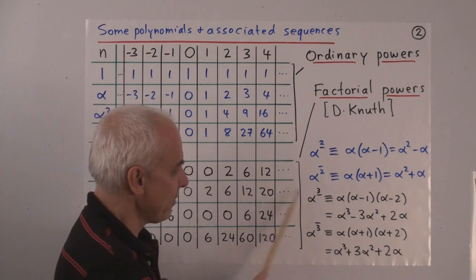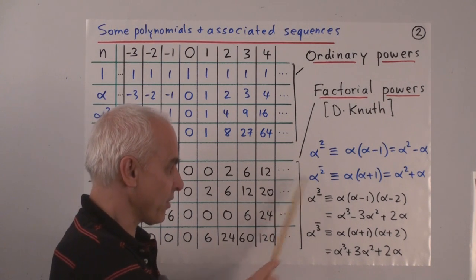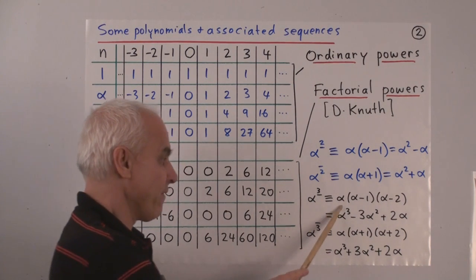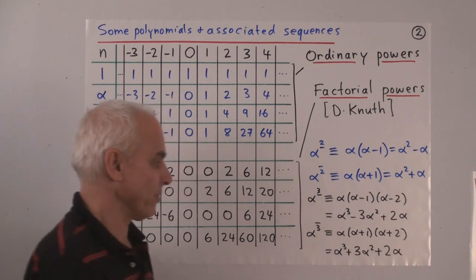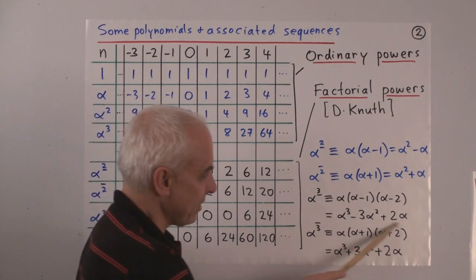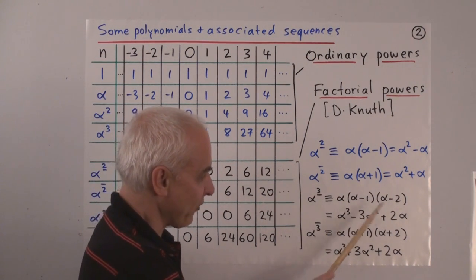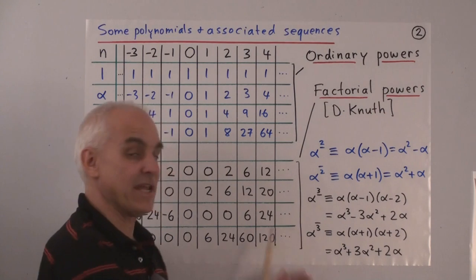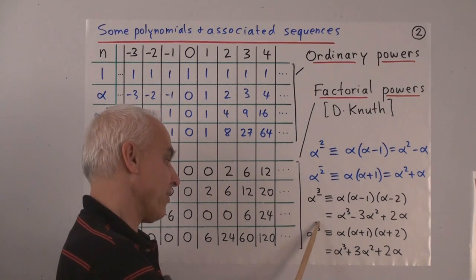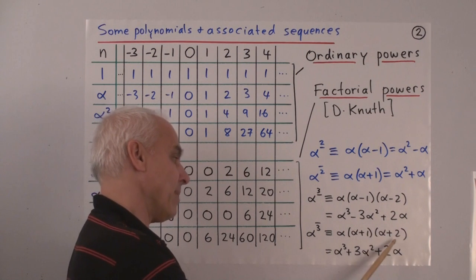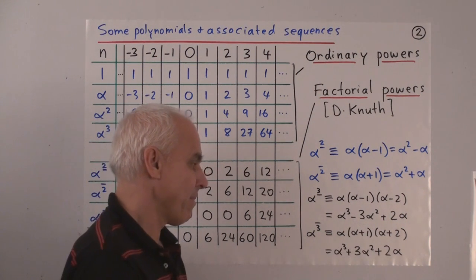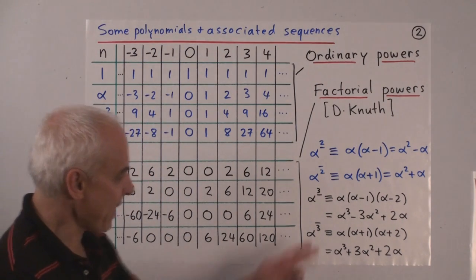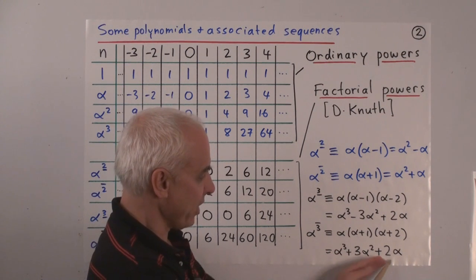Okay, what about a third power? So here's alpha to the 3 lowering power. Alpha to the 3 lowering is alpha times alpha minus 1 times alpha minus 2. And that expands as this polynomial, alpha cubed minus 3 alpha squared plus 2 alpha. And while we're at it, the raising power, alpha to the 3 raising, is alpha times alpha plus 1 times alpha plus 2, going up. But still 3 things being multiplied together. And that's the polynomial alpha cubed plus 3 alpha squared plus 2 alpha.